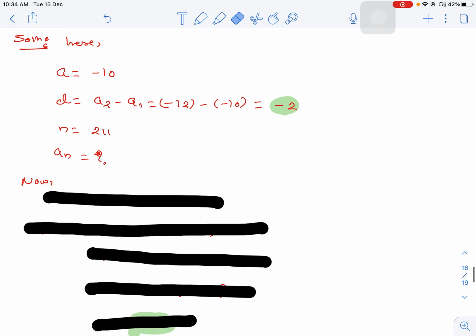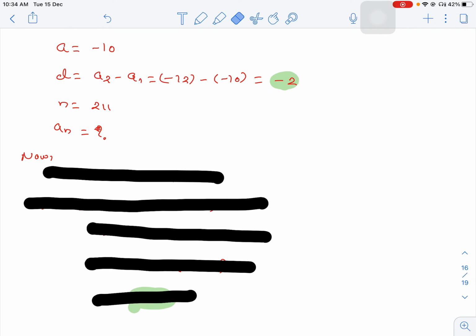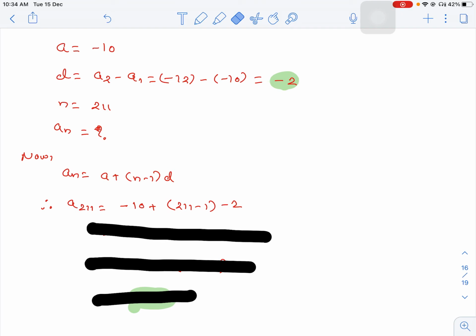Now we know the formula, an equals a plus n minus 1 into d. Now we want to find the 211th term, so we will write A211 equals, the value of A, that is minus 10, plus the value of n, that is 211, so 211 minus 1, bracket complete. Now remember that this minus 2 means a multiplication sign is there.